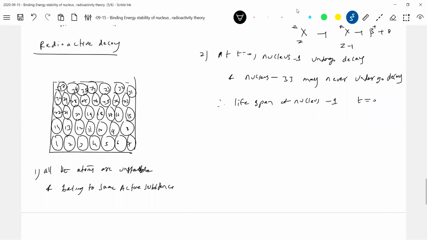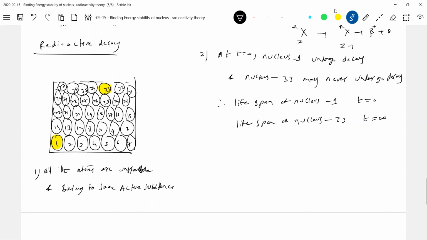For what time? Till now, I have survived for 45 years. I don't know what my lifespan is. Survival. So what is the survival time of nucleus 1? 0. What is the survival time of nucleus 33? I'm just considering these two. So what is the lifespan of the next one? Lifespan of nucleus 33 is infinity.